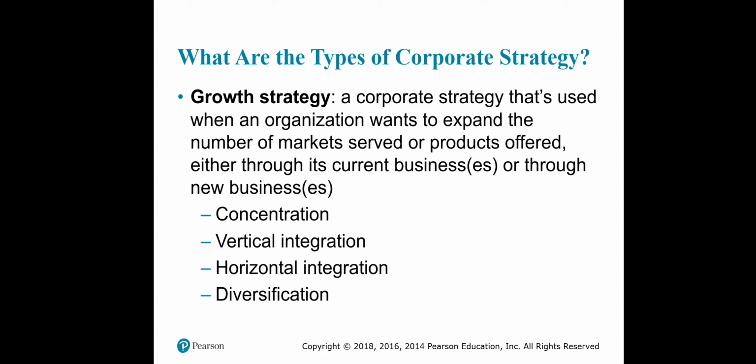Organizations grow by using concentration, vertical integration, horizontal integration, or diversification. An organization that grows using concentration focuses on its primary line of business and increases the number of products offered or markets served in the primary business. A company also might choose to grow by vertical integration, either backward, forward, or both. In backward vertical integration, the organization becomes its own supplier so that it can control its inputs.